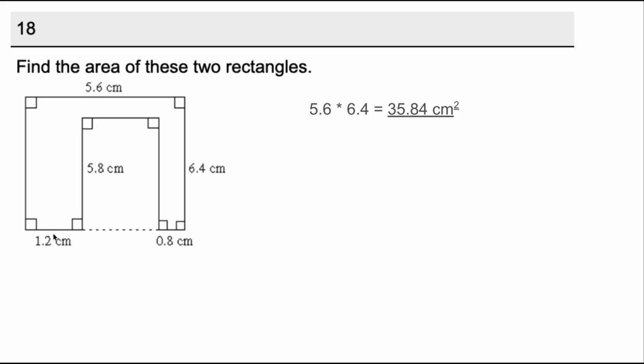Then to find the smaller rectangle, I know that 1.2 plus 0.8 is 2. 5.6 minus 2 is 3.6. And then 3.6 is my bottom number. 3.6 times 5.8 is 22.88 centimeters squared. These are the 2 areas of these rectangles separately.